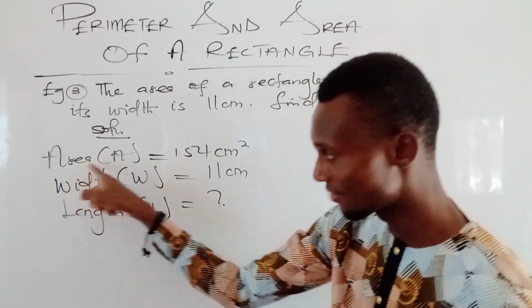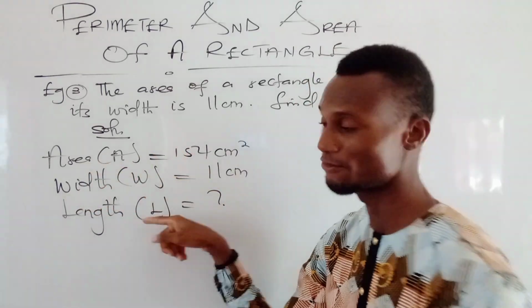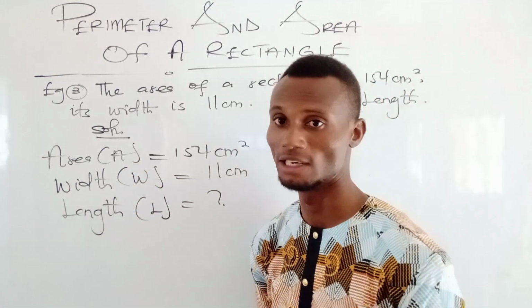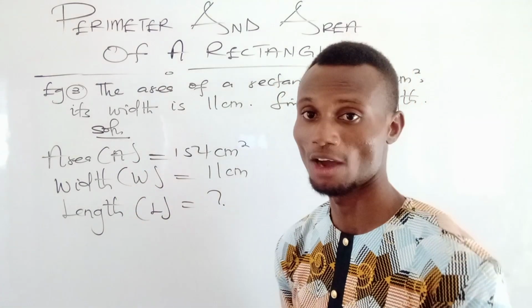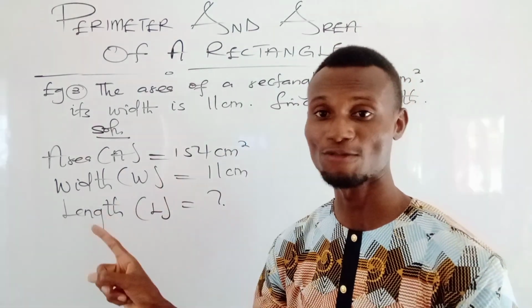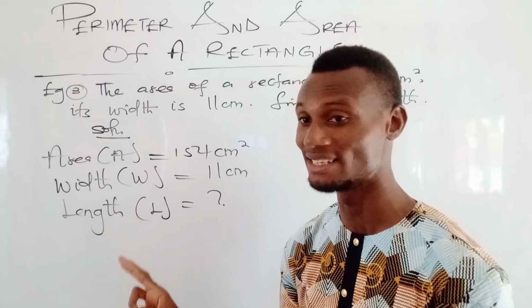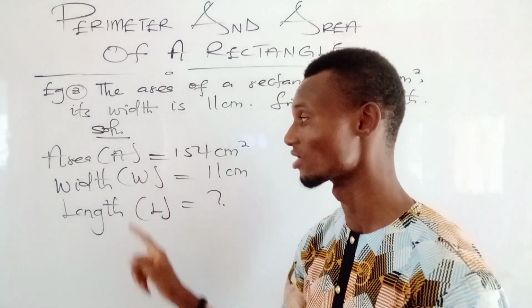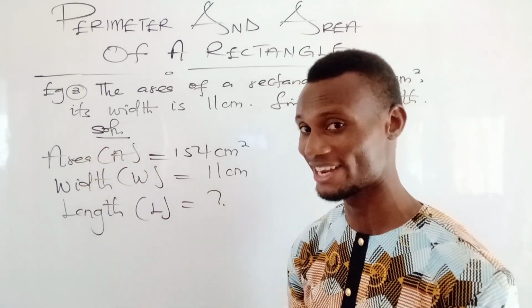Okay, so we are given the area, so you go and look for the length from the area. Maybe someone might be thinking, then why not the perimeter of a rectangle? Because also from the perimeter of a rectangle, we can get the length and the width. But we cannot say we are going to look for the length from the perimeter because we were not given the perimeter here.